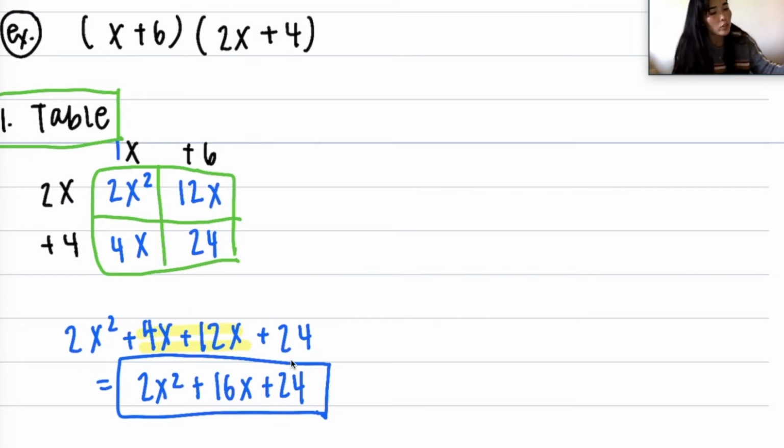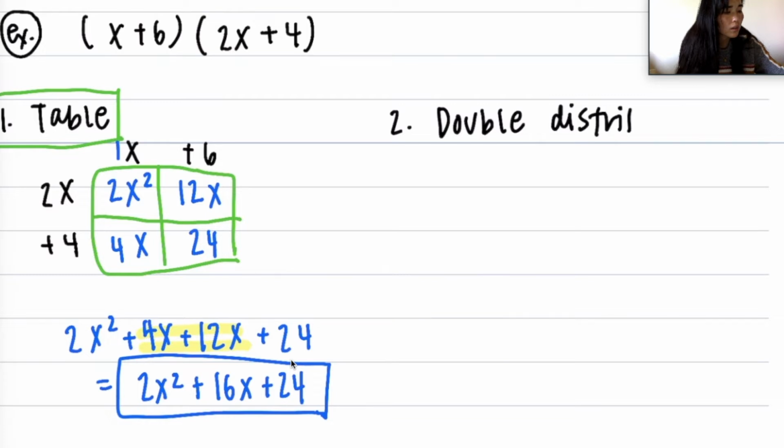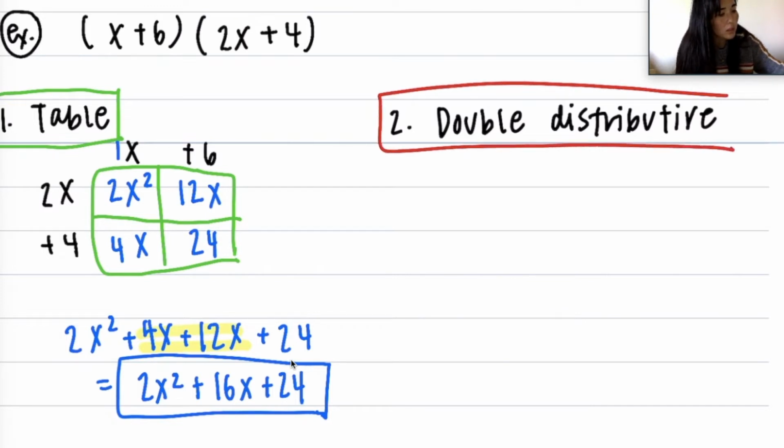Let me go ahead and show you another method though. This is actually probably going to be a lot quicker for most people, and so our second method is going to be double distributive. And again, you can pick whichever works best for you, but I do want to give you guys notes and examples on both so that you have that.